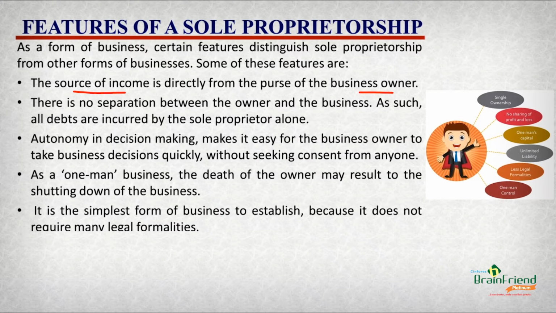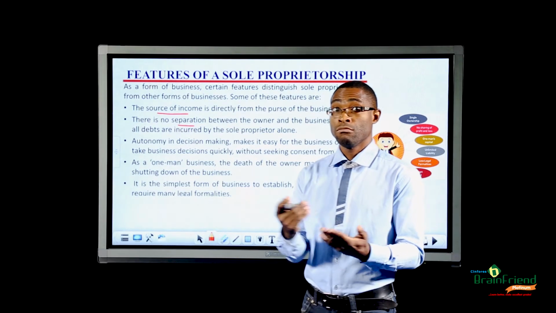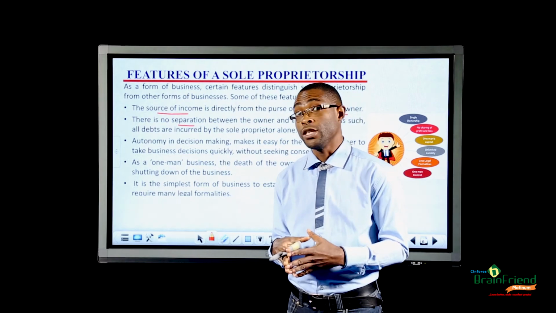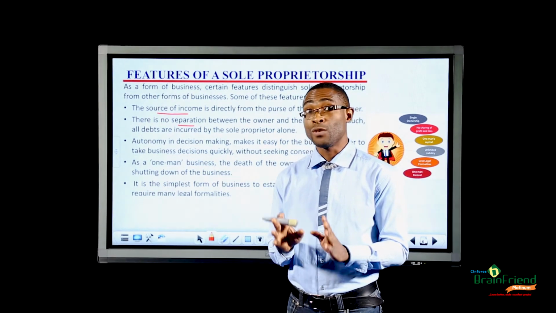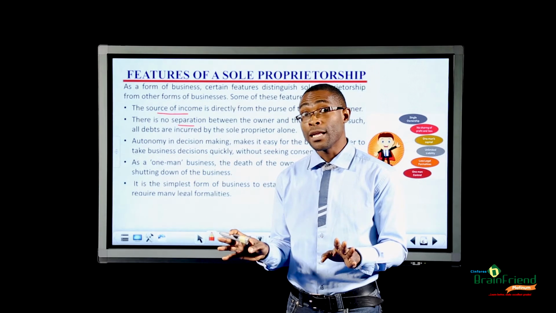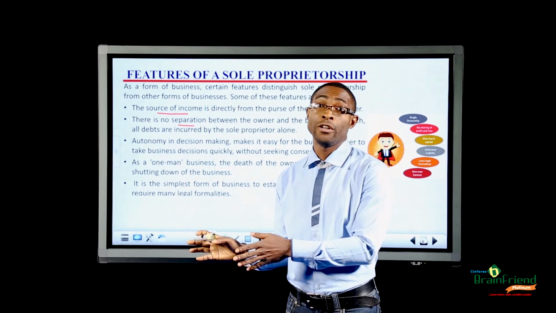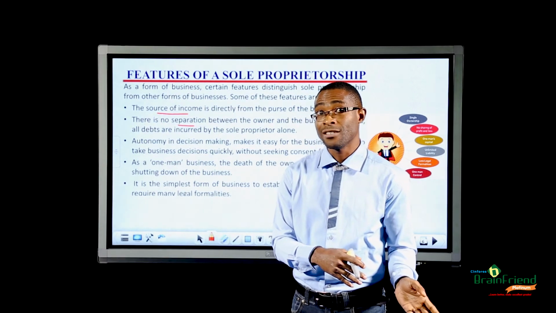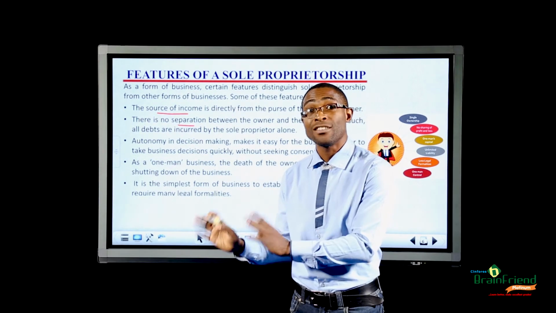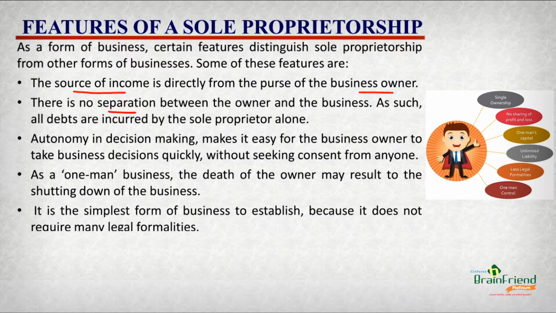Secondly, there is no separation between the owner and the business. As such, the debt incurred by the sole proprietor is that of the sole proprietor alone. So since he is the only one managing, controlling, and financing the business, if he's owing anybody, it is his responsibility to pay. He cannot be owing someone and his brother will come and pay. It is not his brother's business. It is his own personal business. So he has to look for resources to pay for his debt.